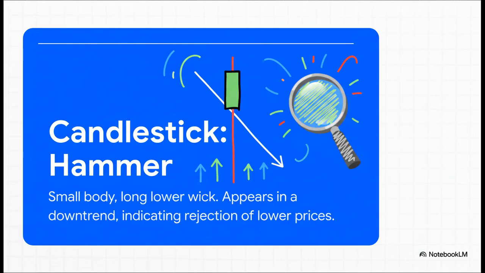See that long tail at the bottom, that wick? That tells you that during the day, sellers tried to push the price way, way down. But they failed. The buyers came roaring back, pushed the price all the way back up, and closed it near the top. It's a picture of a failed attack by the sellers, a major rejection of lower prices.